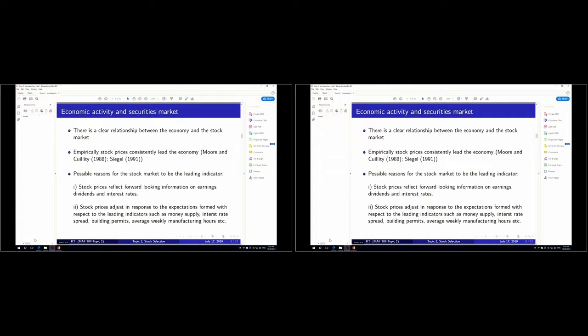Okay, so stock prices adjust in response to expectations formed with respect to leading indicators, money supply, and interest rates. Think about this. Now, the Reserve Bank has reduced the interest rates again. Why? Because naturally the central bank, whether it's the Reserve Bank of Australia or the Federal Reserve or whichever, they go into an expansionary policy or contractionary policy. If they think that the economy is going to move into difficult territories, then they will go into a very expansionary monetary policy, reducing interest rates and stimulating the growth rate, right?